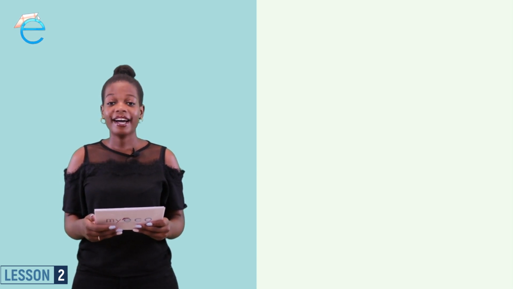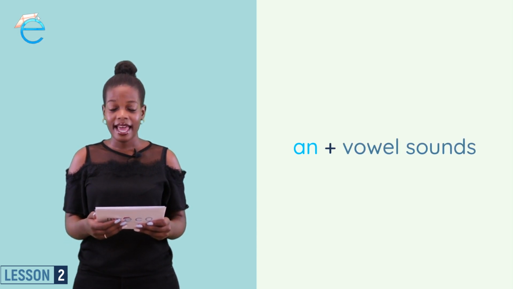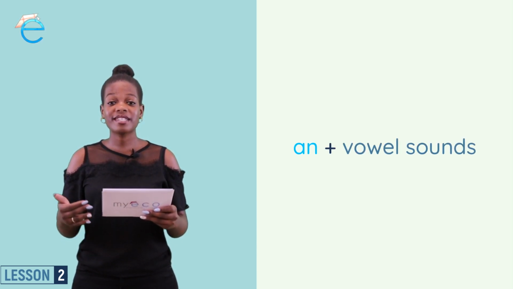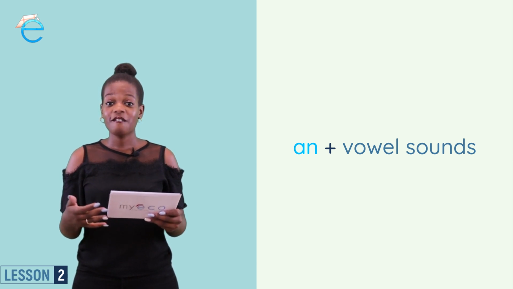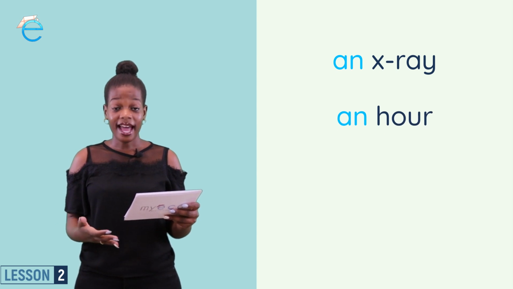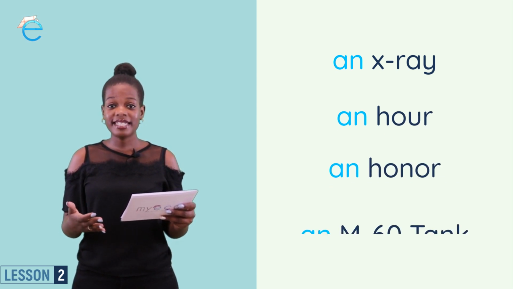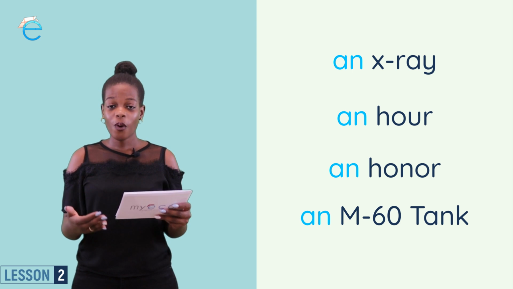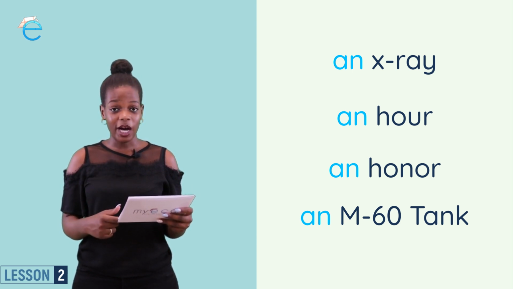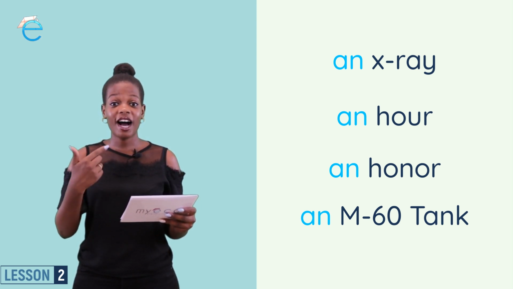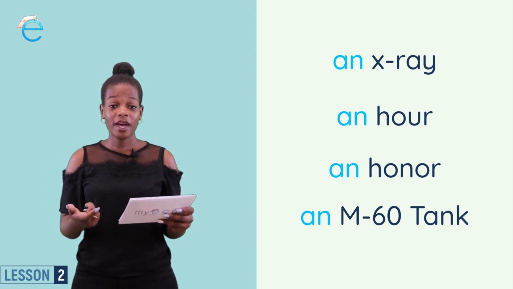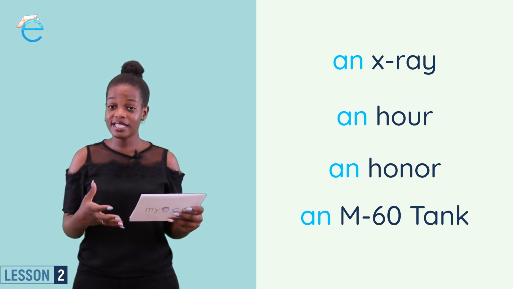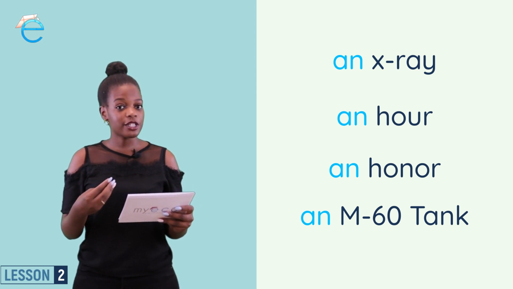Here is something important to remember. I use an before vowels and words that have a vowel sound. So, for example, an X-ray, an hour, an honor, an M60 tank. All of these don't begin with a vowel, but they all have a vowel sound. So an X-ray sounds like a vowel, but actually it starts with an X, which is a consonant.